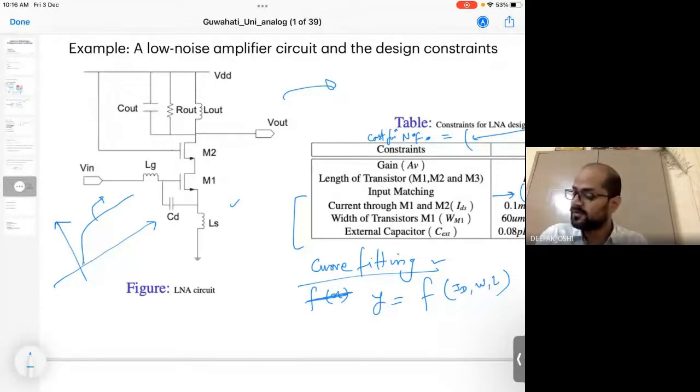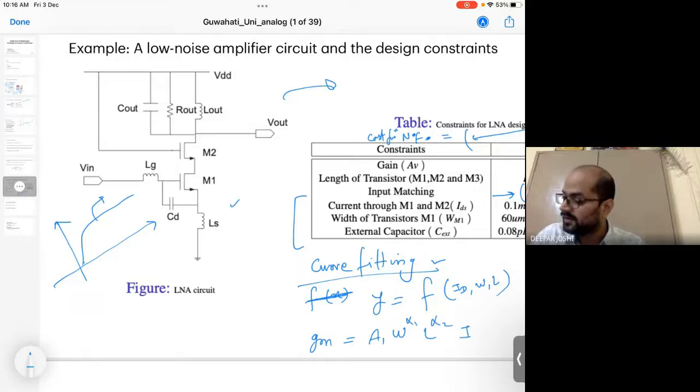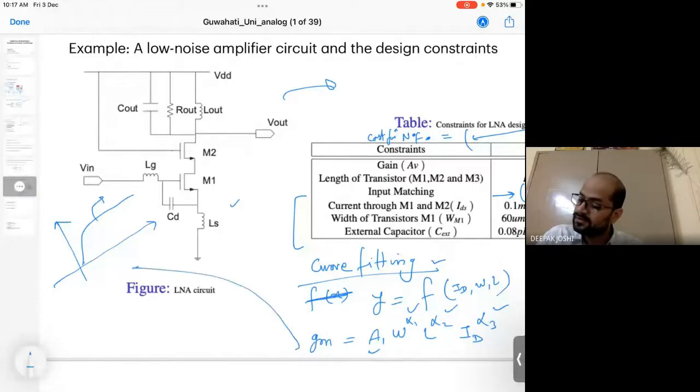The GM now can be represented as A1, some constant, times W raised to power some alpha 1, L raised to power some alpha 2, and ID raised to power some alpha 3. So these alpha 1, alpha 2, alpha 3, and A1 are the coefficients which need to be extracted from the curve. This is the curve which has the nearest fitting, or it is almost overlapping the curve generated by the simulator.